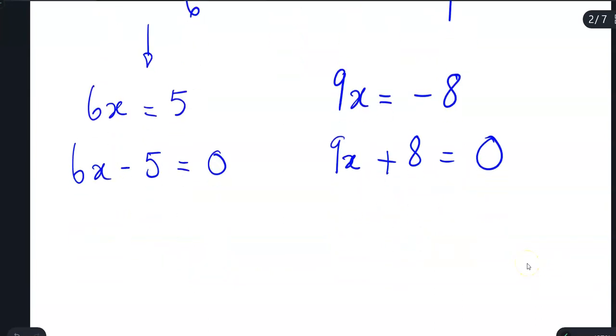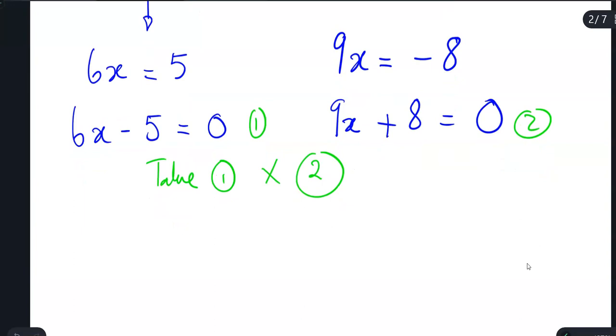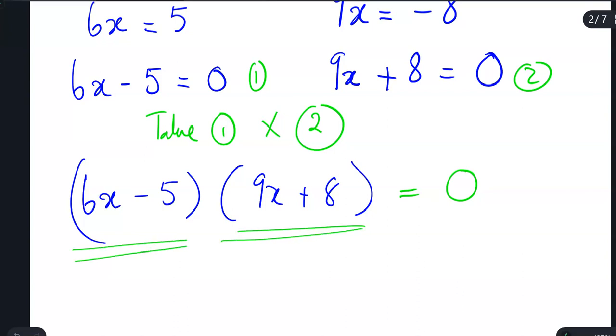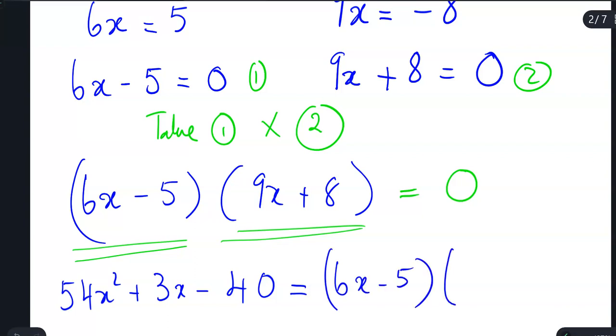Since they're both equal to 0, I'm going to multiply these two equations together. I will take equation 1 and multiply equation 2, because the other side is equal to 0 anyway, right? So I should have 6x minus 5 multiplied by 9x plus 8, set equal to 0. Don't forget, equal to 0 is what we actually borrow the concept of quadratic equation to work with. Now you see these are the two factors of that expression. So 54x squared plus 3x minus 40, the factors of that should be 6x minus 5 multiplied by 9x plus 8 as the final result.